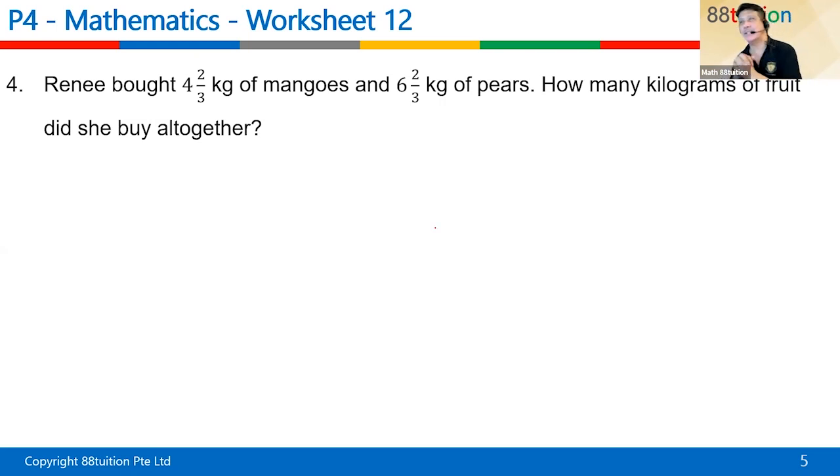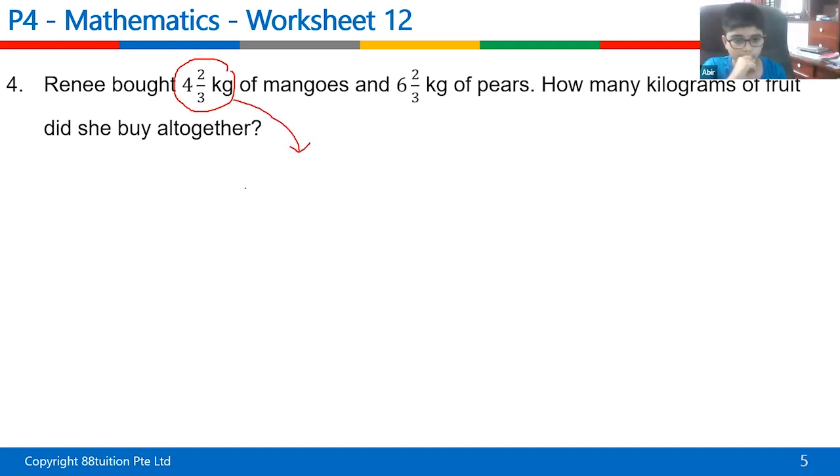So Abir, what do we do? First, 3 out of 3 to 1 whole. What do you mean 3 to 1 whole? To make them into improper fractions. Oh, you want to make them into improper fractions. Okay, so let's take a look at one of them here. How to change this into improper fraction?